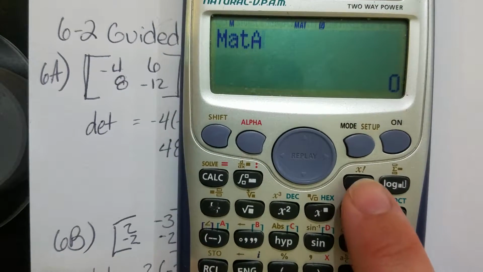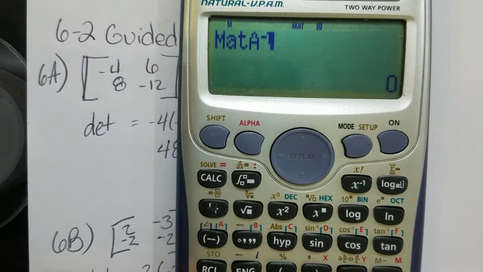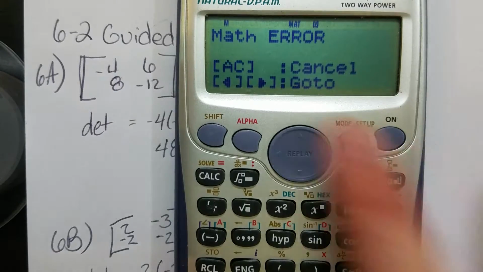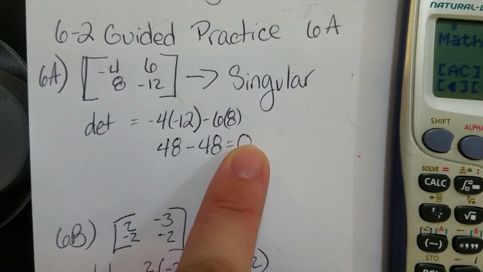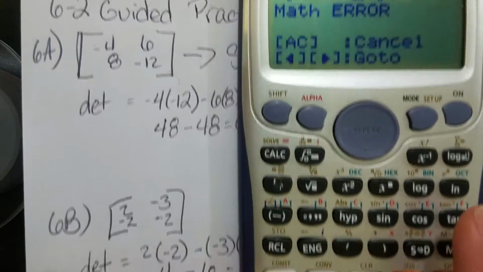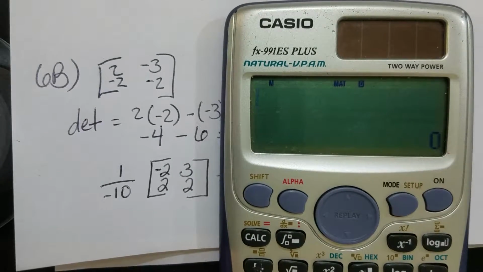And the inverse is noted with the -1. So I'm just going to do x to the -1. And this is saying I want the inverse. And you'll notice it has an error. And the reason it has an error is because it's singular. There is no inverse. Okay? So let's repeat that process quickly with 6B so that we can see one where it does work.